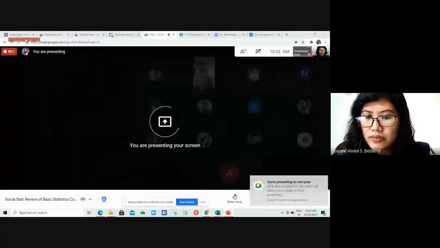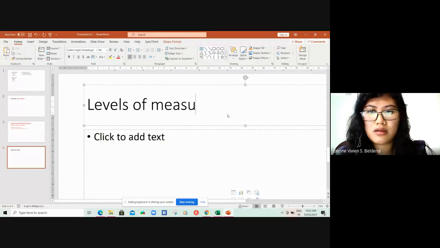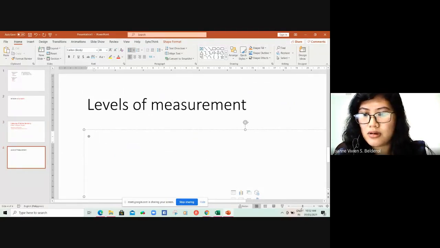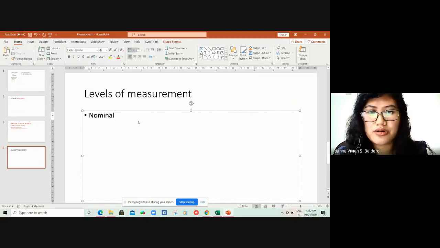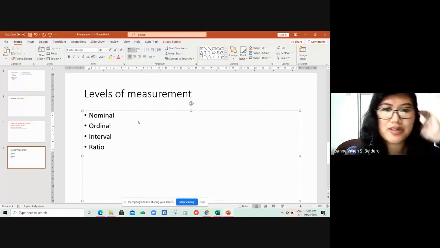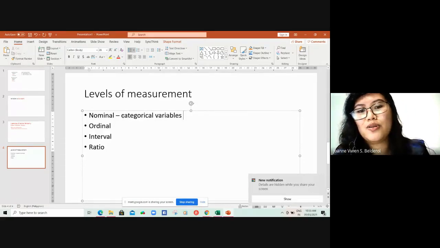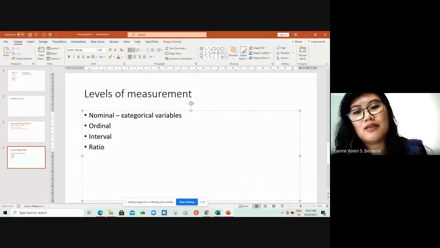This one. Another thing that you need to remember. What about your levels of measurement? Can you remember your levels of measurement? Your nominal, ordinal, interval, and ratio variables. Your NOIR. If you remember, your nominal are your categorical variables. They are the lowest level of measurement because their only duty is to categorize.